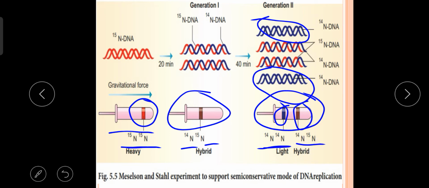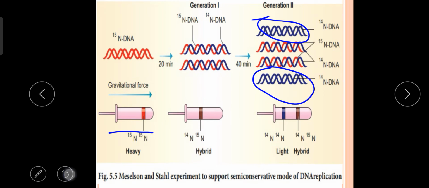That means, I told you that always the heavier one, the DNA with the heavy isotope, is found at the bottom of the container, and the DNA labeled with light isotope is always found floating or remains in the upper part of the container. Okay, that means this part is the bottom part. Always you can see the heavy one is in the bottom part and the lighter one in the upper part.